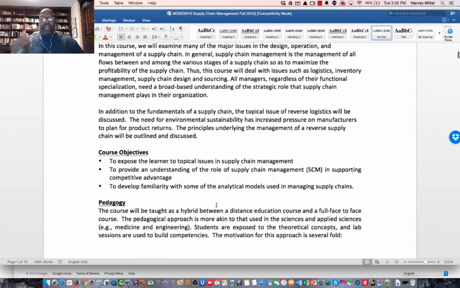The details of the course outline are as follows. Essentially, in terms of our core objectives, we want to expose the learner to topical issues in supply chain management, provide an understanding of the role of supply chain management in supporting competitive strategy, and develop some familiarity with a set of analytical tools that can be used in managing supply chains.